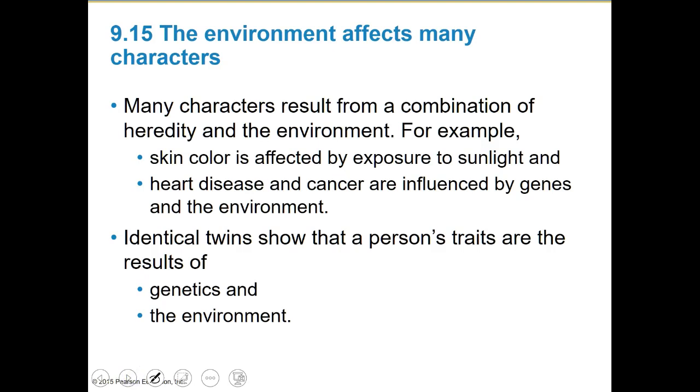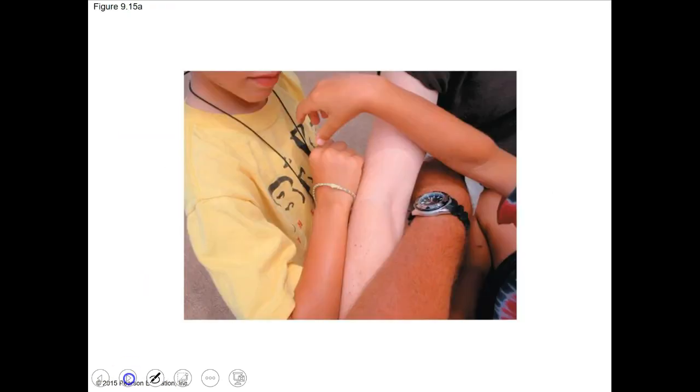Many characters result from a combination of heredity and environment. Your skin color is affected by exposure to sunlight. Heart disease and cancer are influenced by genes and the environment. Identical twins can show that a person's traits are the result of genetics and the environment. That's a fascinating one, because they should have the same traits, but we've got a range of skin colors and all kinds of things, as melanin increases with sunlight exposure.